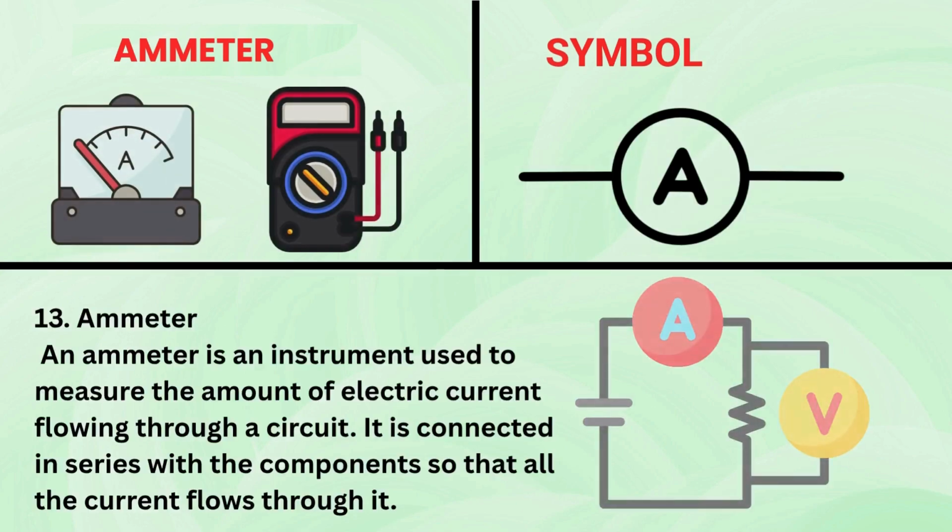Thirteenth, ammeter. An ammeter is an instrument used to measure the amount of electric current flowing through a circuit. It is connected in series with the components so that all the current flows through it.